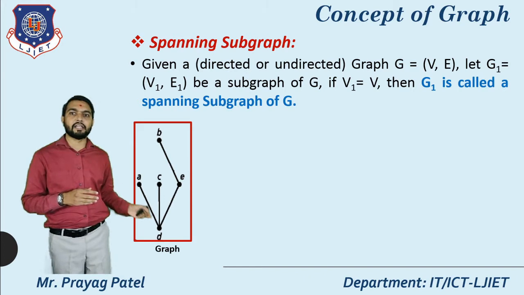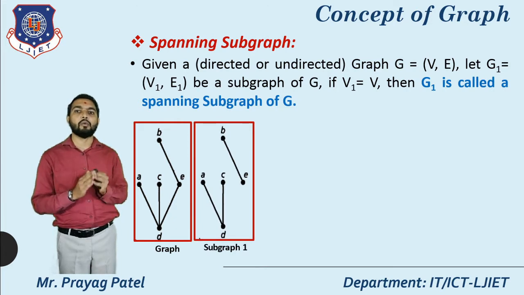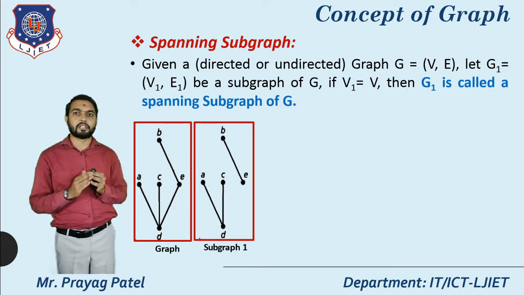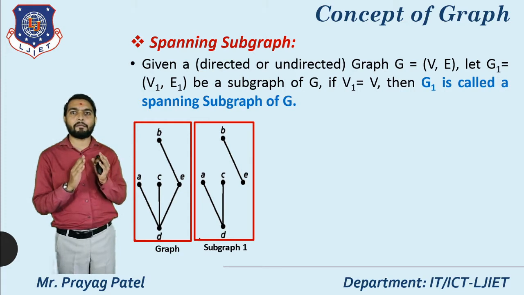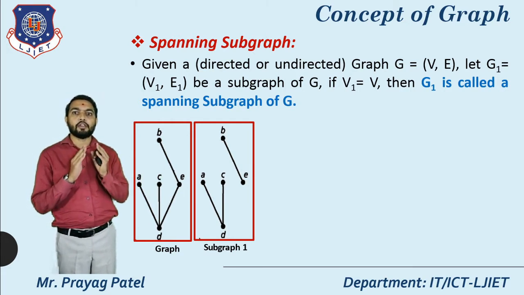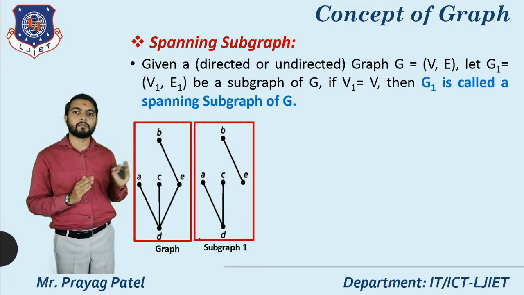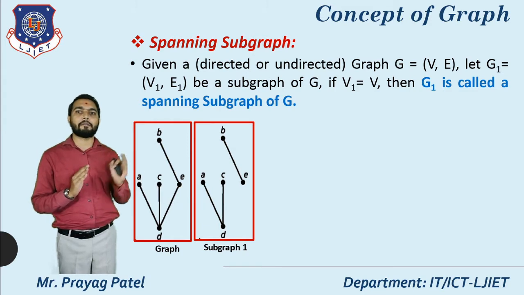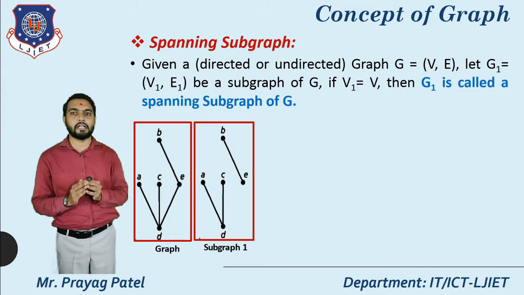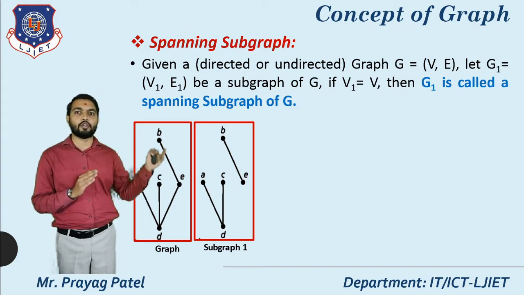For example, this graph is a given graph. Now for this graph we have 5 vertices and 4 edges available. Now consider subgraph 1: is it a spanning subgraph or not? For checking that, first you check that subgraph 1 is a subgraph of your graph G. Yes, here subgraph 1 is a subgraph of your graph G. But also check V1 = V, meaning all the vertices are compulsorily included in your subgraph.